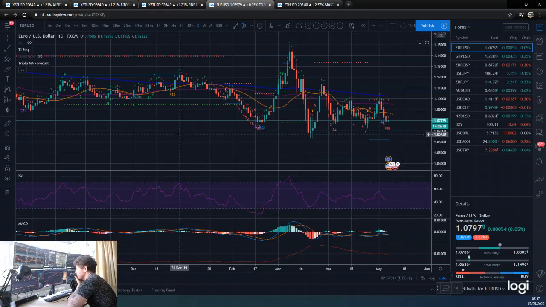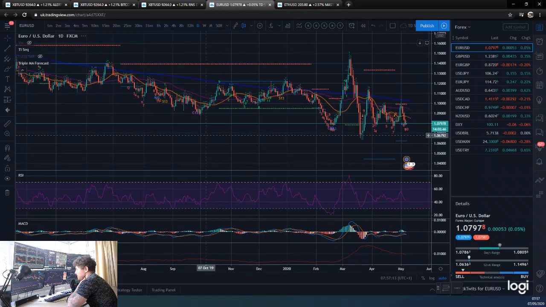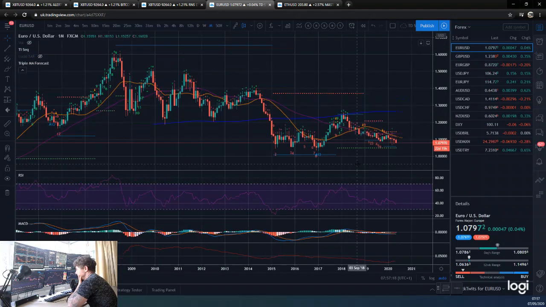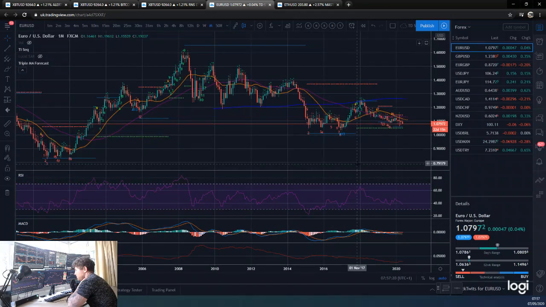Right, so firstly we've got the Euro US dollar. So we'll just quickly look at the monthly first, so we can get an overview of what's going on. That's always good to do. When in doubt, pull it out. So that's it, that's the saying.